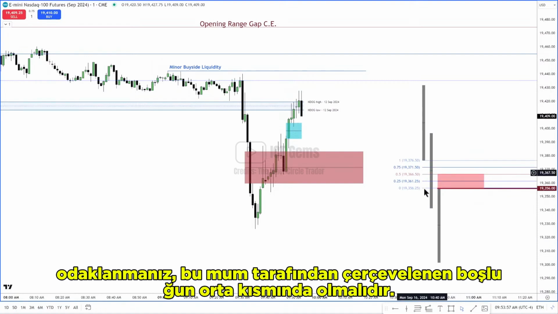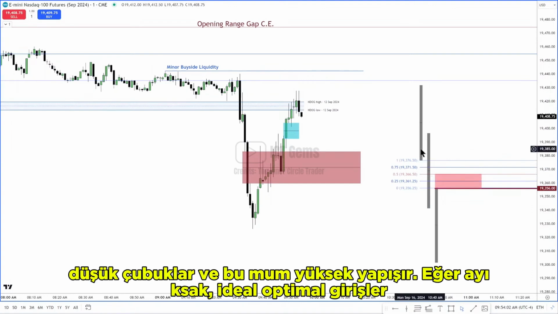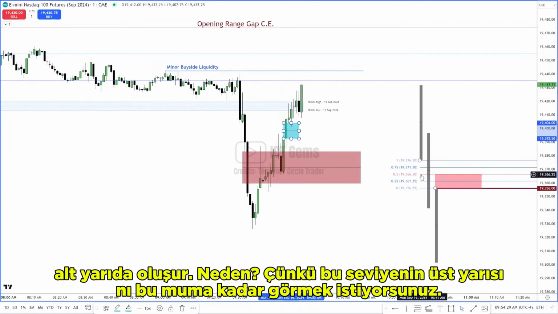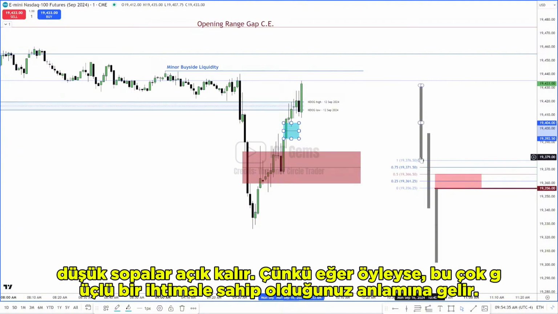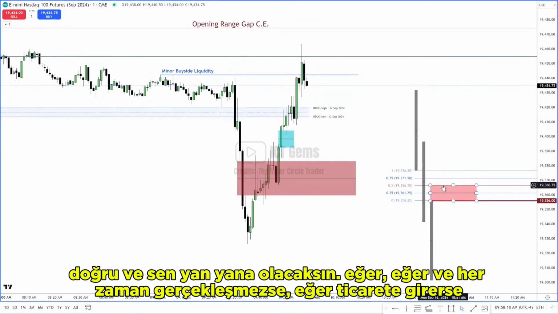because your focus, rather, should be in the mid part of the gap that is framed by this candlestick's low and this candlestick's high. If we're bearish, the ideal optimal entries are going to be formed at the lower half. Why? Because you want to see that upper half, this level up to this candlestick's low, stay open. Because if it does, that means you have a very strong probability that you're right and you're going to be on side. If, and it doesn't always happen, it trades up in the upper half.